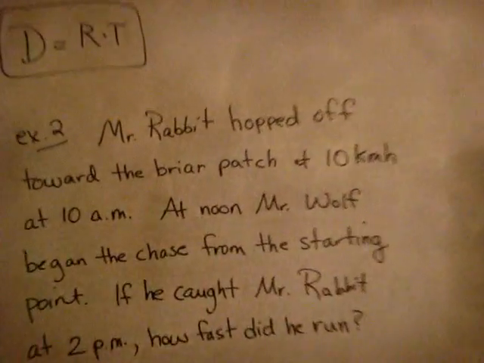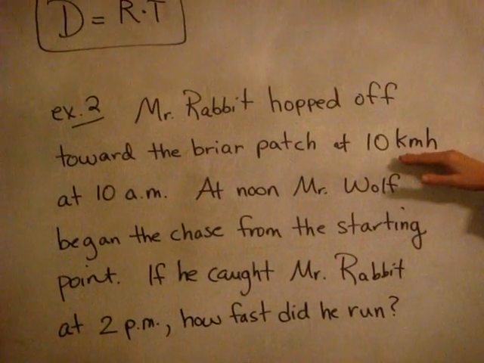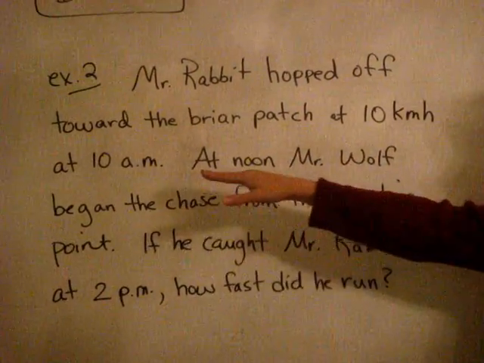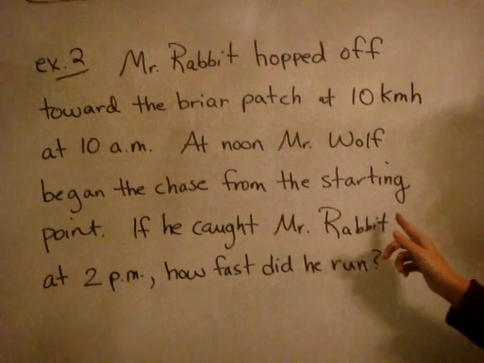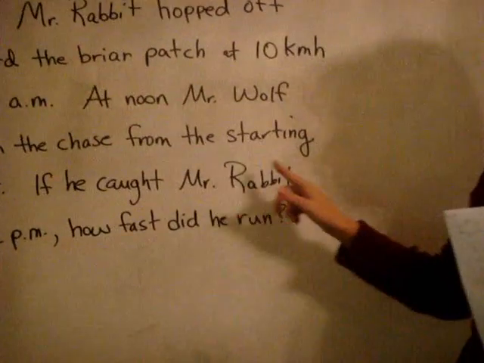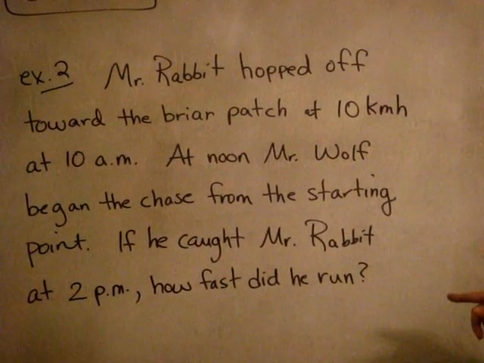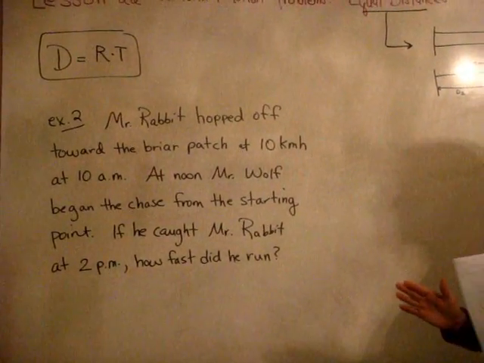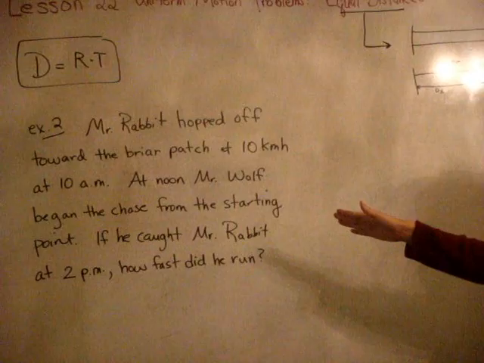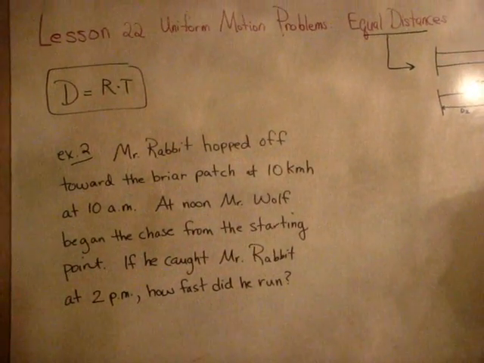Mr. Rabbit hopped off toward the briar patch, poor Mr. Rabbit, at 10 kilometers per hour at 10 a.m. At noon, Mr. Wolf began the chase from the starting point. If he caught Mr. Rabbit at 2 p.m., how fast did he run? Looking at this problem, we know that the distances are the same. They started from the same starting point, and when the wolf caught the rabbit, that was the end, so they had the same ending point.